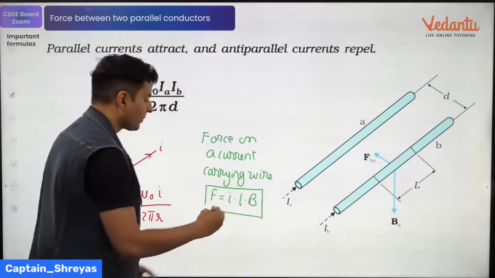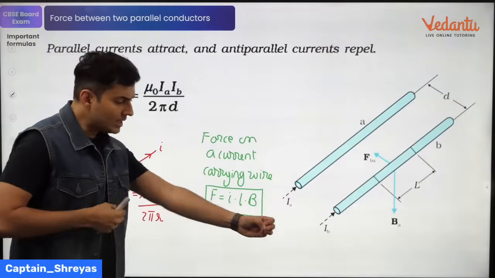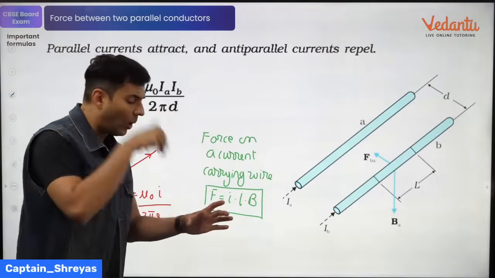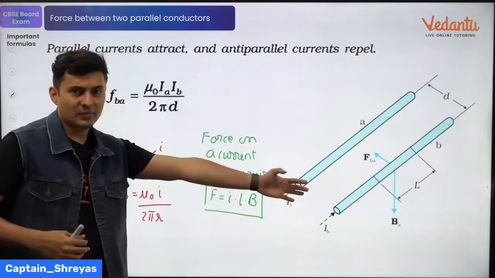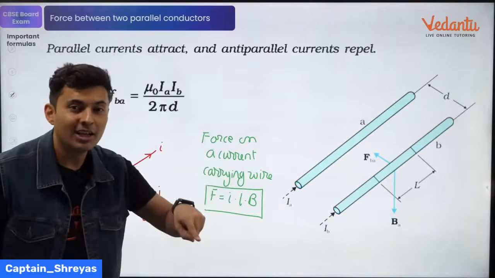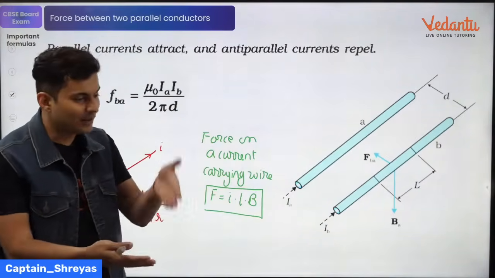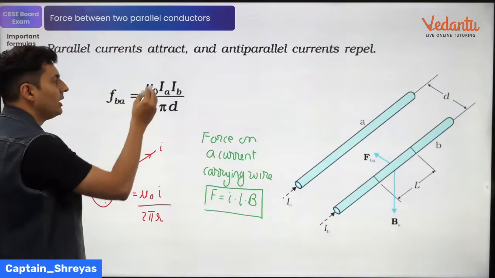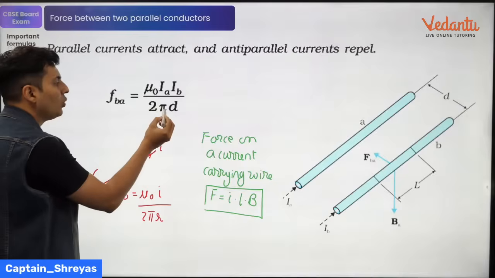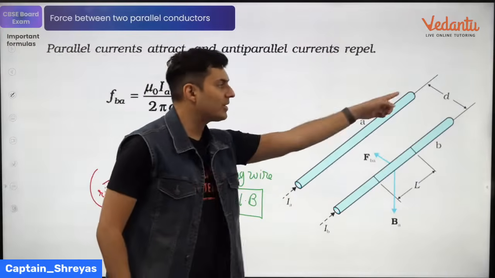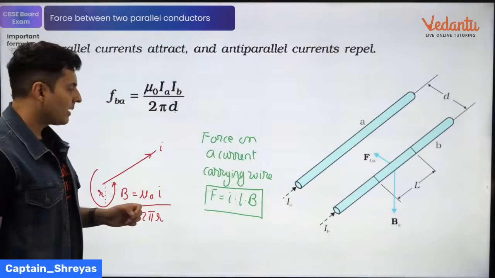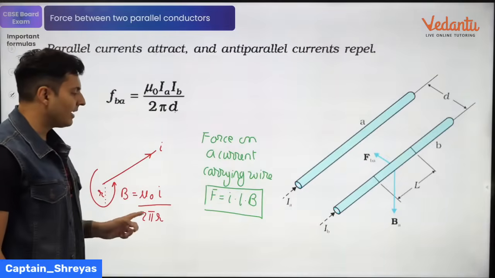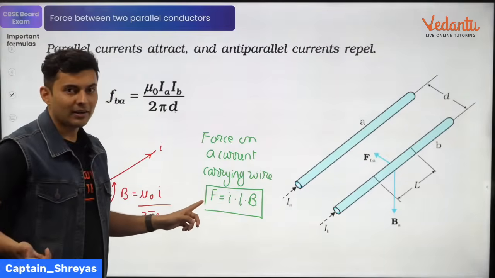This is the formula. I is the current going through it, L is the length of the wire, B is the field on it. So imagine two wires, one wire creating the field, other wire carrying the current. That field will apply the force. That force is given by mu naught into current 1, current 2 by 2 pi d. D is the separation between the two wires. So this B will be because of one wire, the force will be on the other wire.